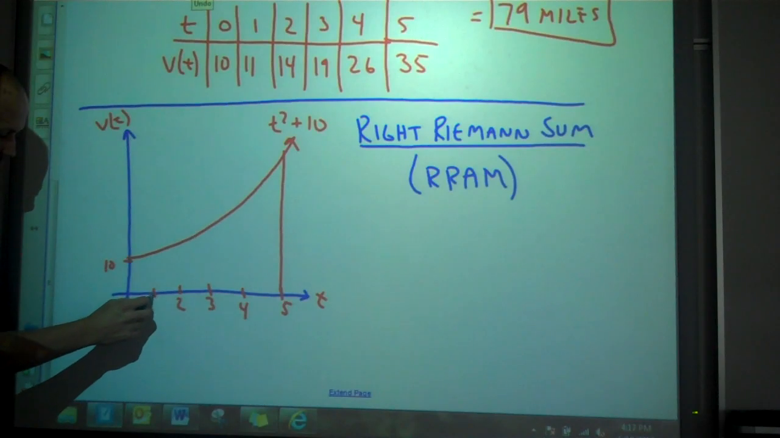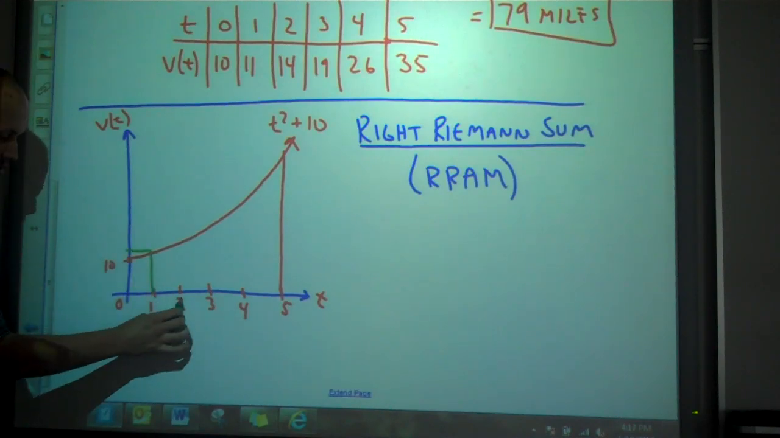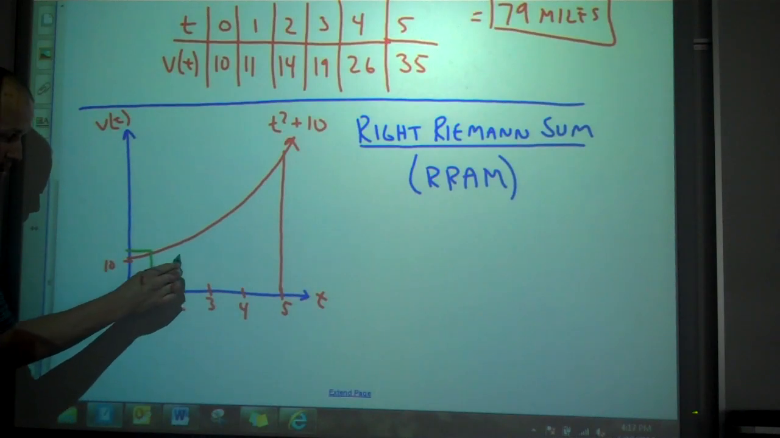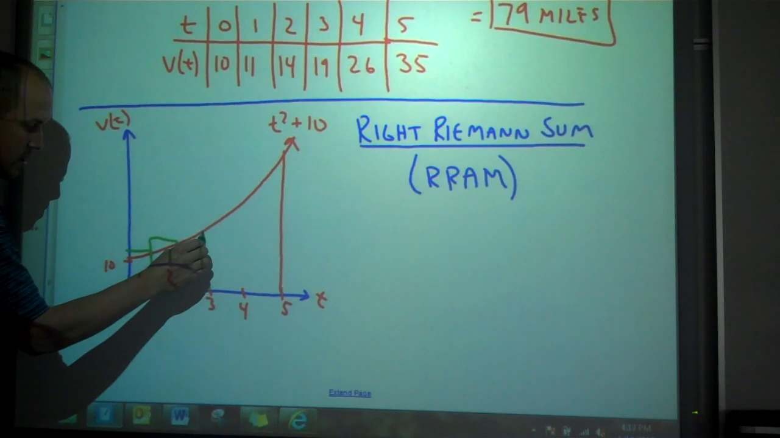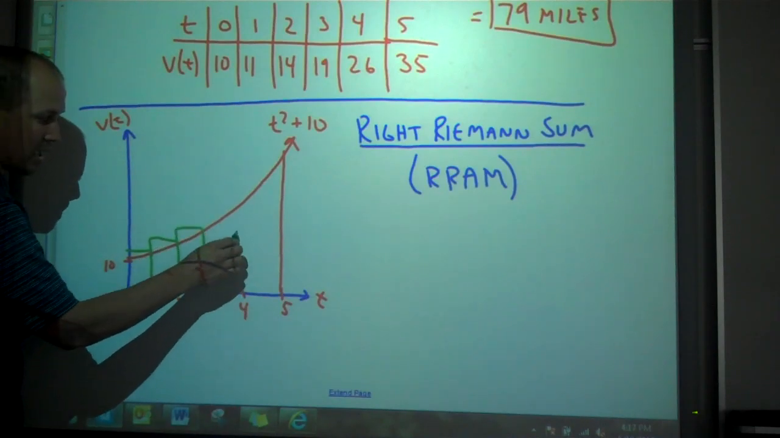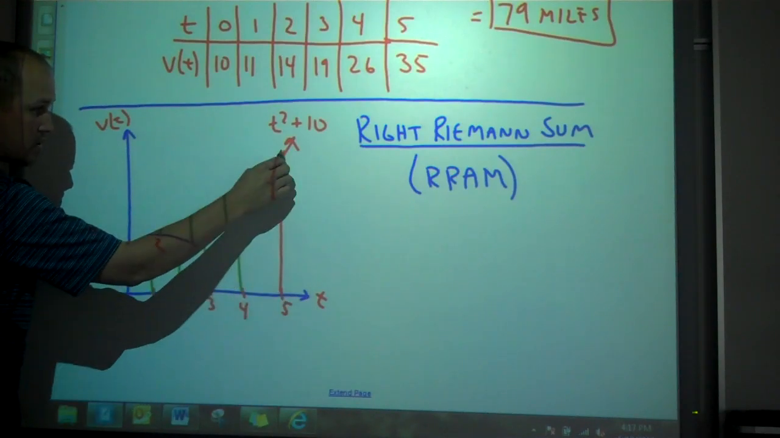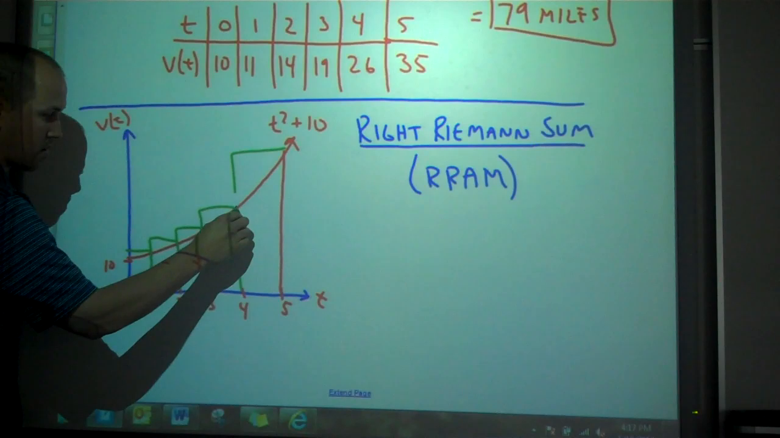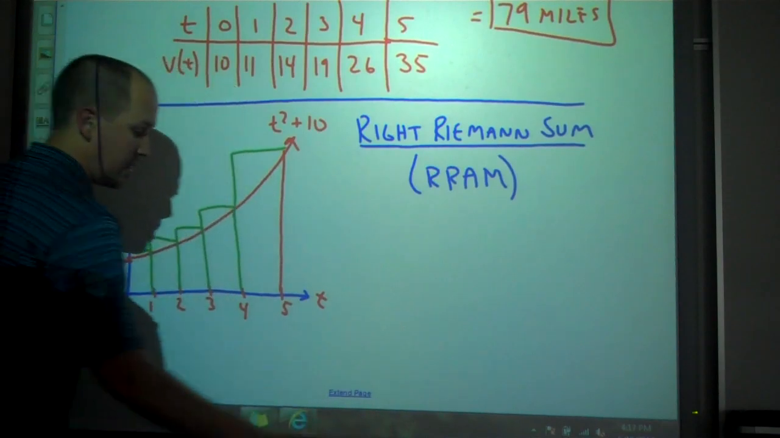Different color. Go over. From 1 to 2, I'm going to go to the right side. Make my rectangle. The right side, make my rectangle. And notice the height is always determined when I hit. When I hit it, then I go over. And then this one is a big one. Alright. So we can estimate these now.